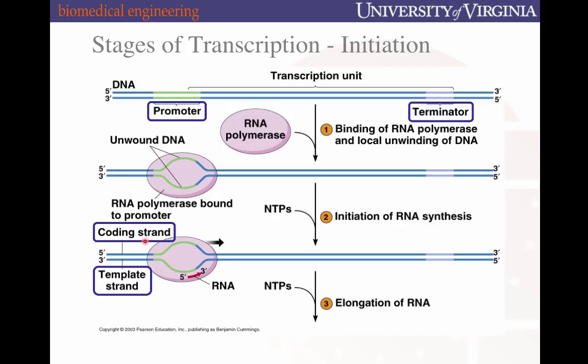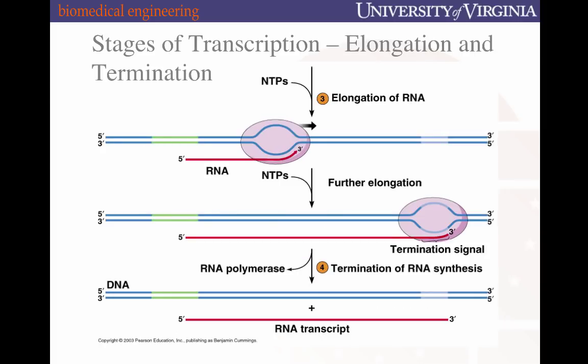So then RNA polymerase is going to keep going and elongate the RNA until it reaches the terminator, and then it falls off and you're left with your 2 products here, which are going to be your RNA transcript and the DNA back together as duplex DNA.